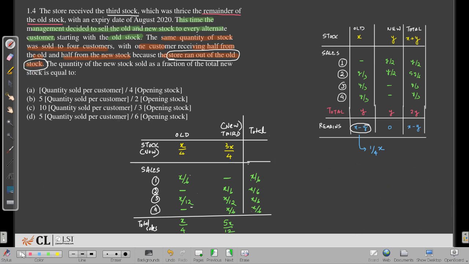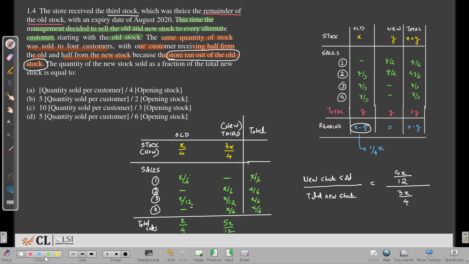The question is asking us for the total new stock sold, as a fraction of the total new stock. The total new stock sold would be equal to, in this particular case, 5X by 12. Divided by the total new stock, which would be equal to 3X divided by 4.